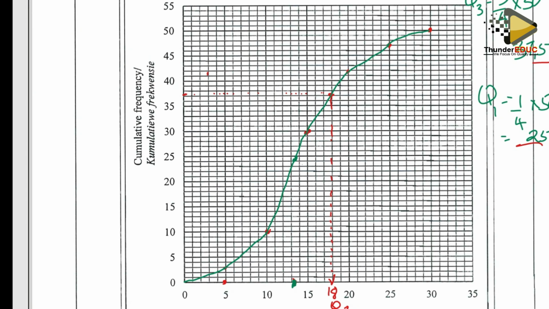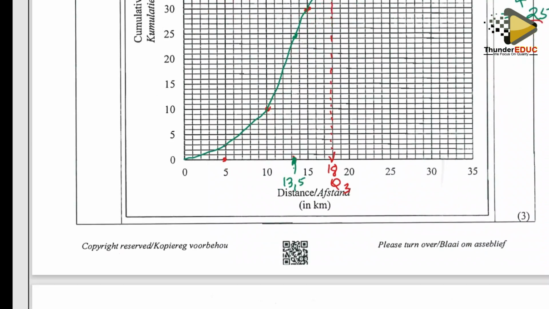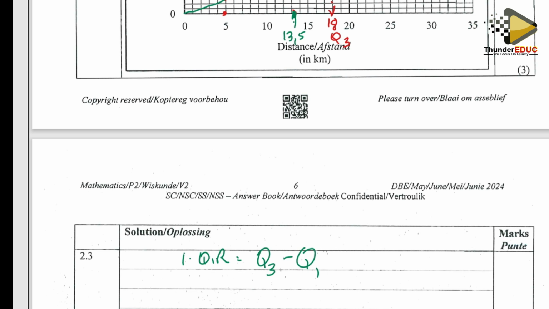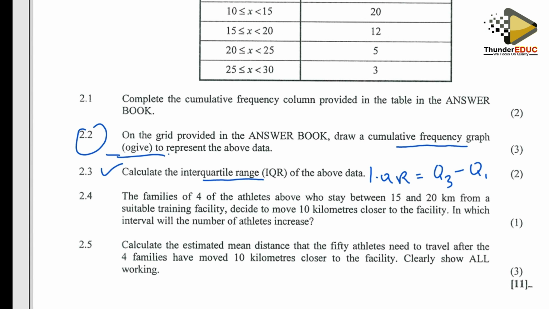Okay. So this value is 11, 12, 13. Maybe we can take it to be 13,5. So for my IQR, I'm going to get 18 minus 13,5. That gives me 4,5. That would be kilometers. Okay, so that is question number 2.3.